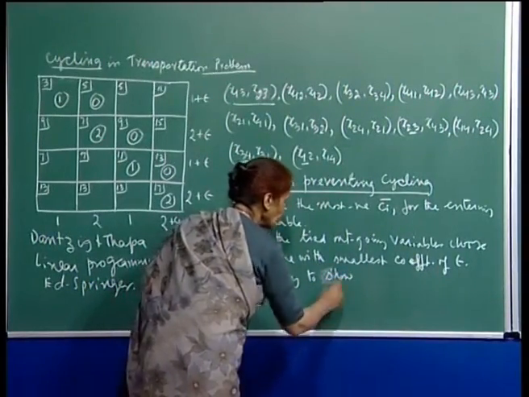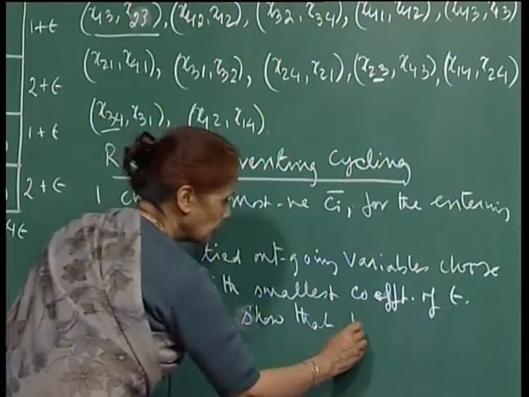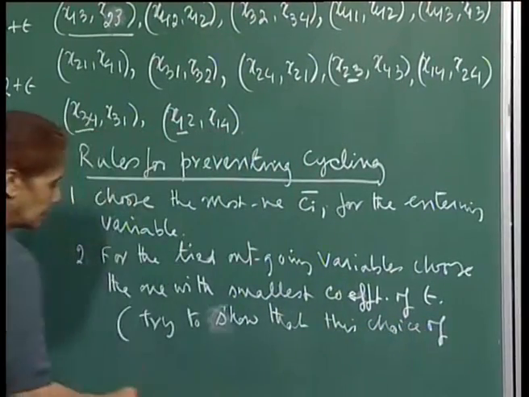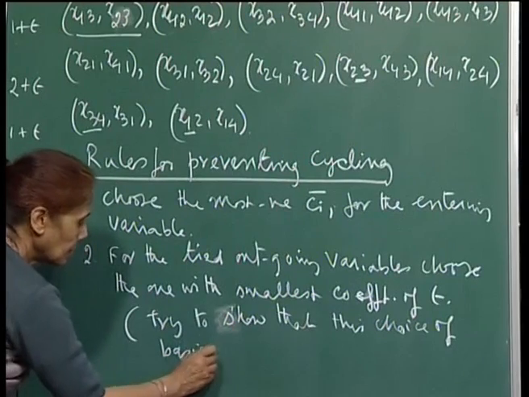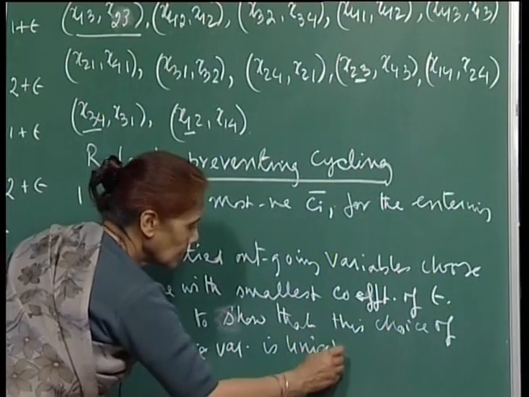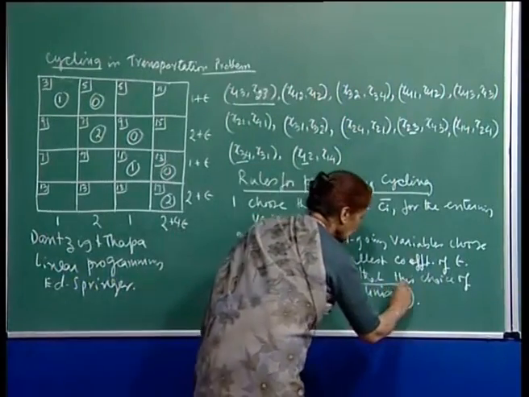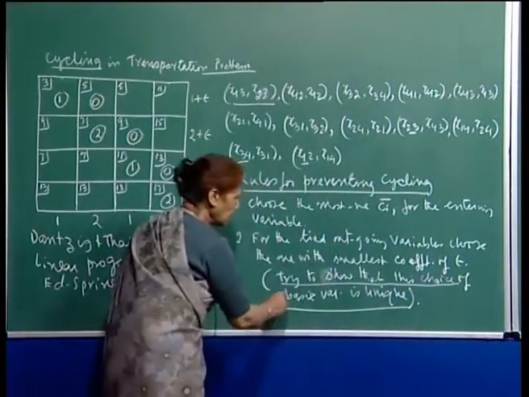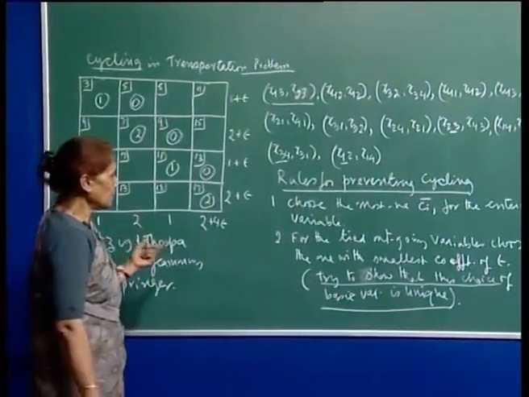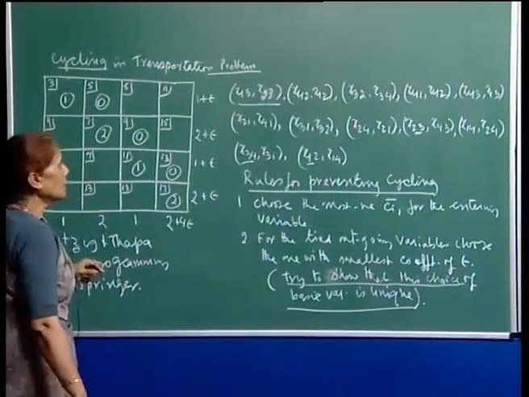This is a question for you: try to show that this choice of basic variable is unique. I should maybe underline it. It will be good if you sit down and do this, since it will give you a good understanding of the algorithm. So for the outgoing variable you choose the one with the smallest coefficient of epsilon.